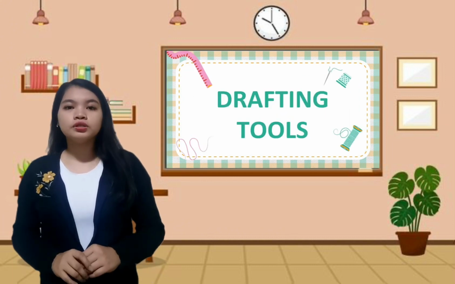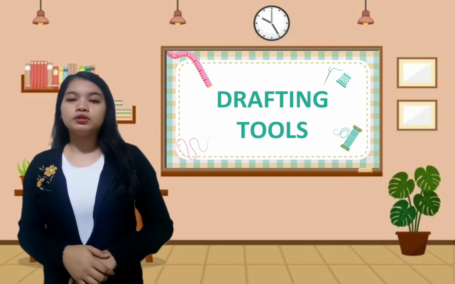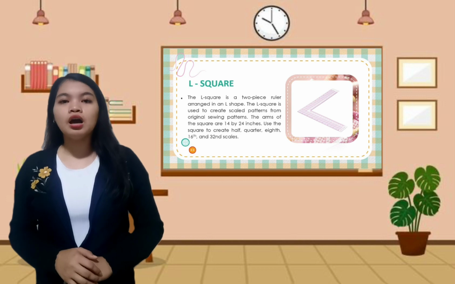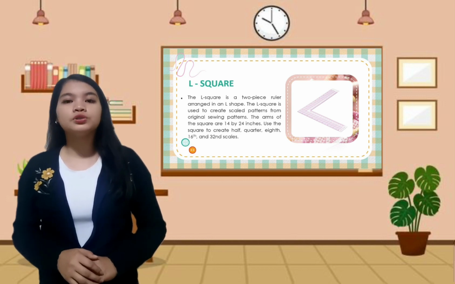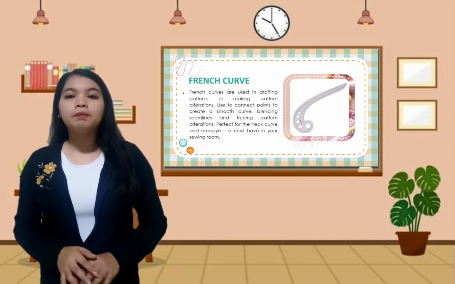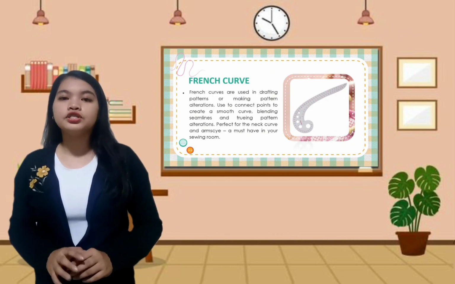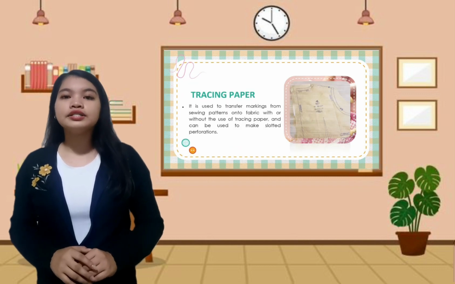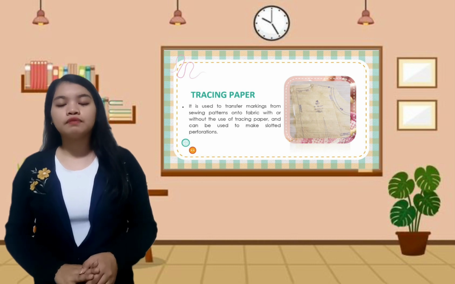What are drafting tools? They are used for drafting patterns. There are four types of drafting tools. The first is the L-square. For drafting, the L-square is used to create a scale pattern from original sewing patterns. Second, French curves. They are used in drafting patterns or making pattern alterations. And last, tracing paper. It is used to transfer markings from sewing patterns onto fabric.